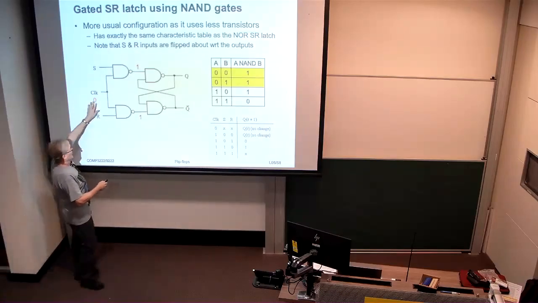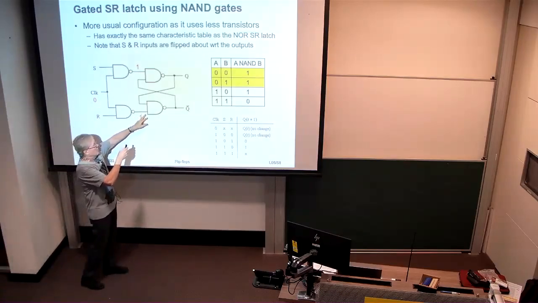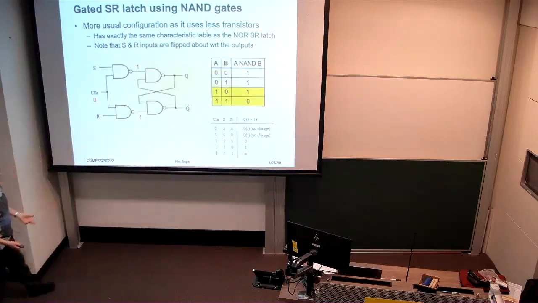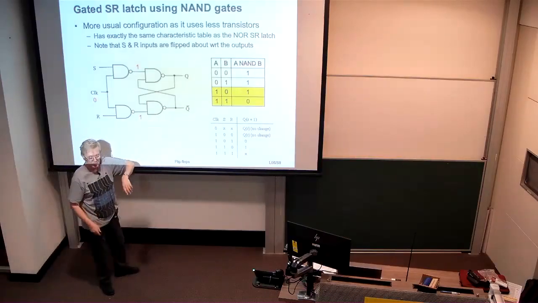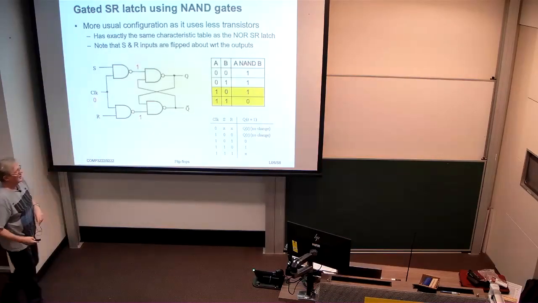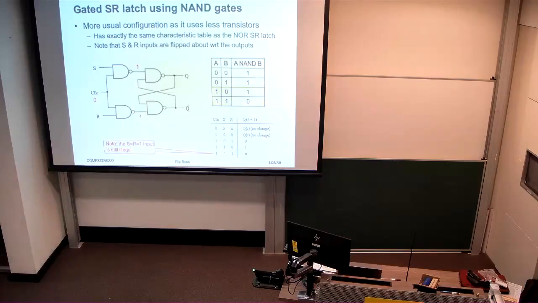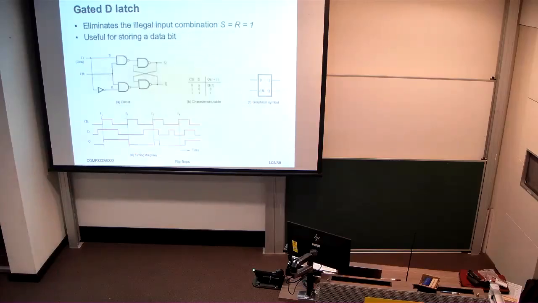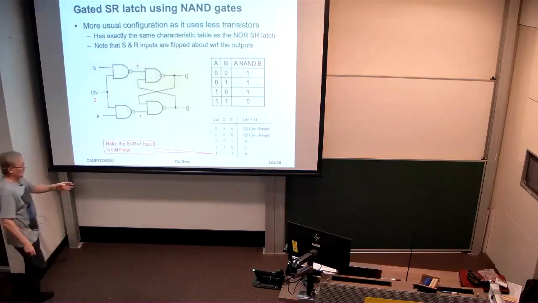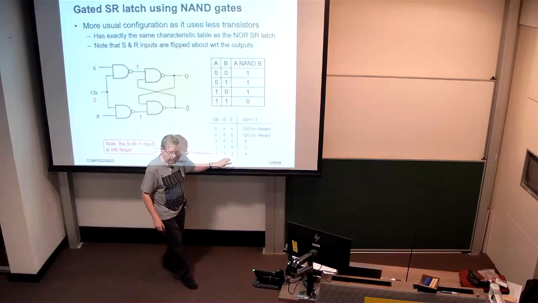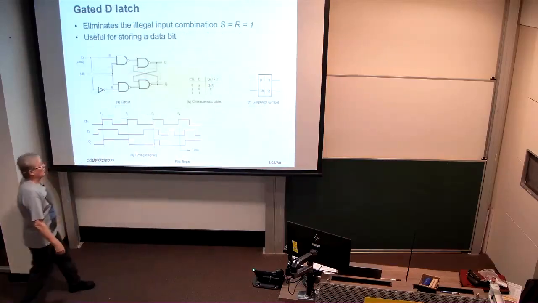So in this case where the clock is off, we see that both of these inputs are 1. And that brings us to the second part of the NAND behavior. When one of its inputs is 1, it complements the other input, B in this case. And so we see the latch working in the way we expect it to when the clock is 0. Okay? All right.